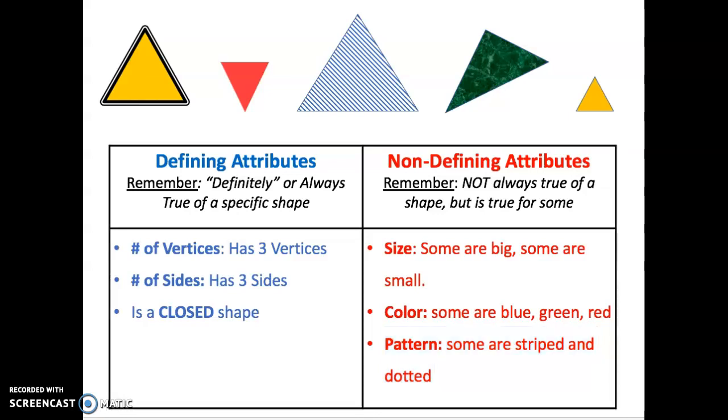When you look at different shapes, they'll have different non-defining attributes. But when I look at a shape, there are things that will always be the same. These are the things that are defining attributes. Today you'll work with triangles, but you'll also work with different shapes. I want you to think about the things that are always true, or the things that are defining, and the things that are only sometimes true. Those are called non-defining.